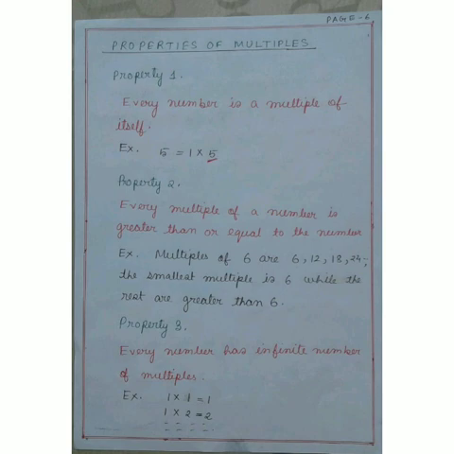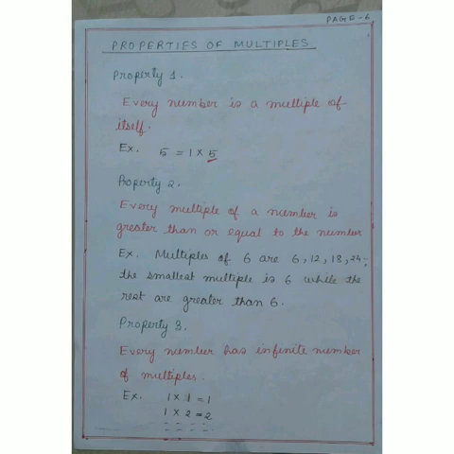Property number 2, every multiple of a number is greater than or equal to the number. So, a multiple of a number can be greater than or equal to the number. Example, multiples of 6 are 6, 12, 18, 24, etc. The smallest multiple is the number itself, 6, while the rest are greater than 6.